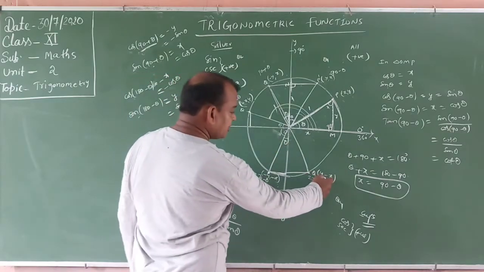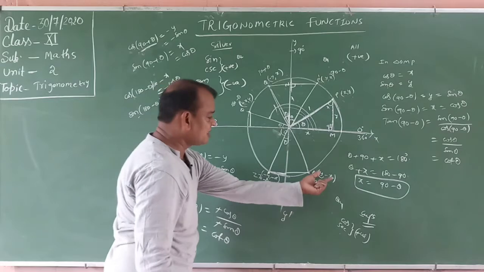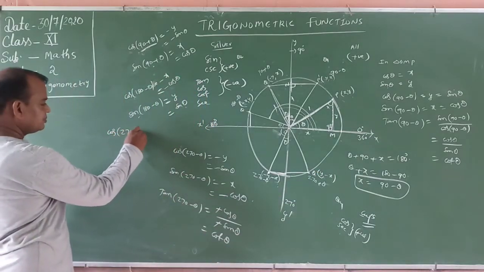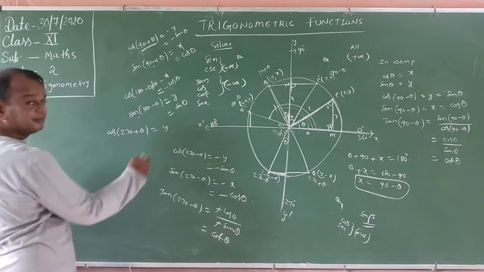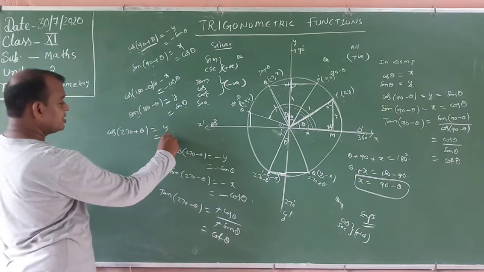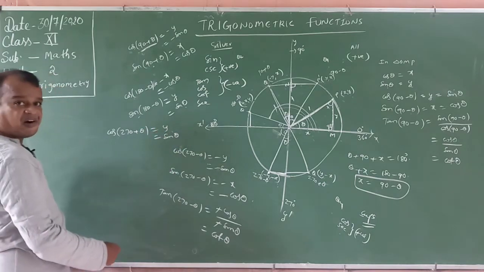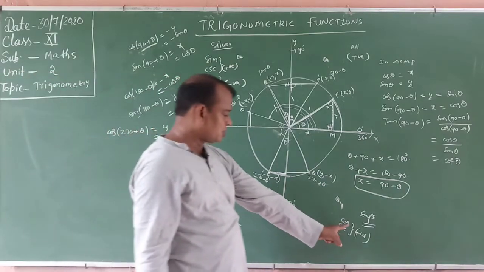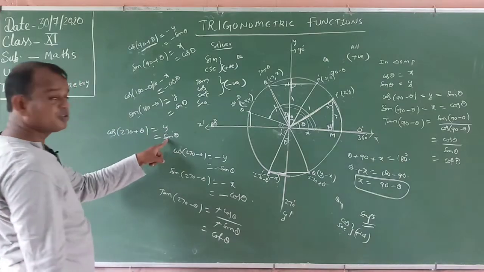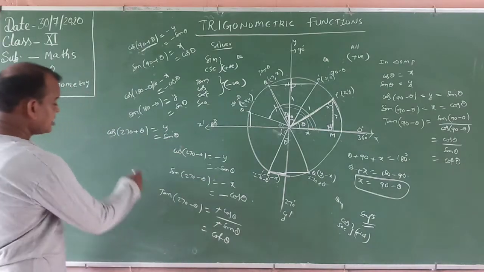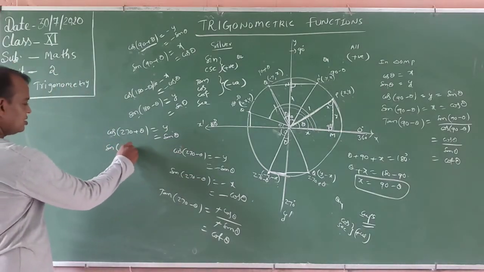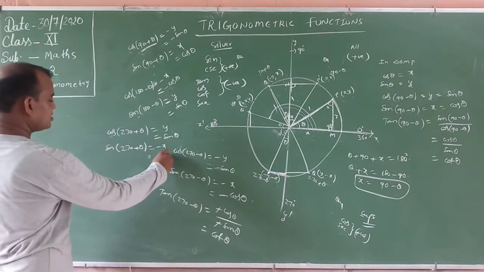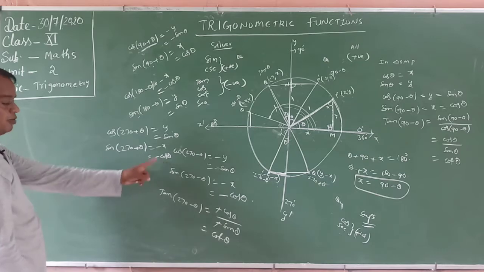Now cos of 270 plus theta, apply cos. That is equal to y. Cos of 270 plus theta is equal to y. Y means sin theta. In the fourth quadrant, cos is positive. Now next one. Sin of 270 plus theta is equal to how much? Minus x, that equals minus cos theta. In the fourth quadrant sin is negative, so minus cos theta.